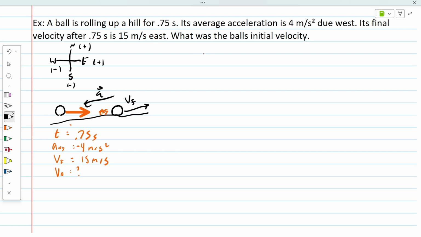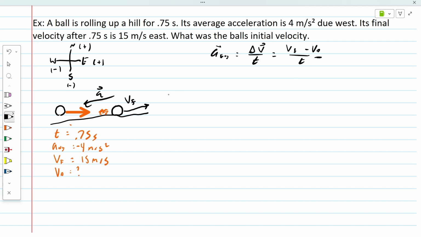So we have the average acceleration is equal to the change in velocity over time, which equals the velocity final minus the velocity initial over time. So we have all the variables except for this one, which is what we're looking for.